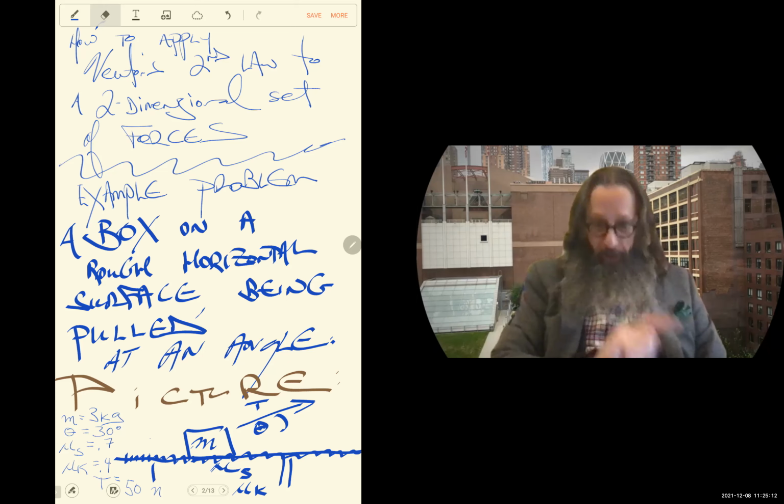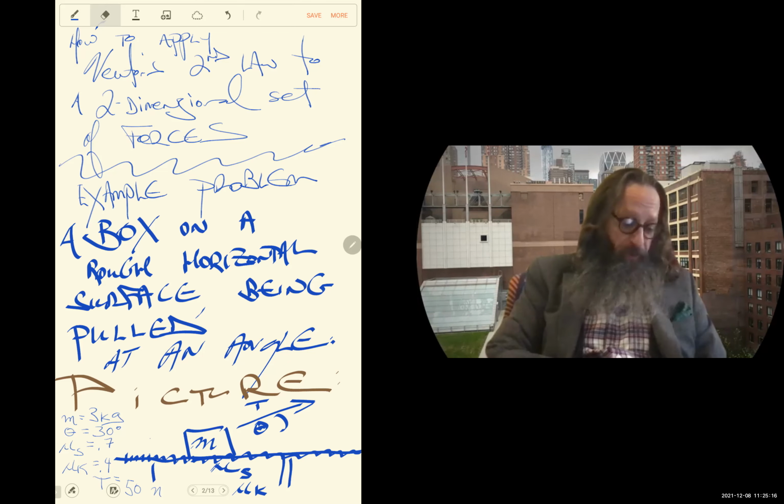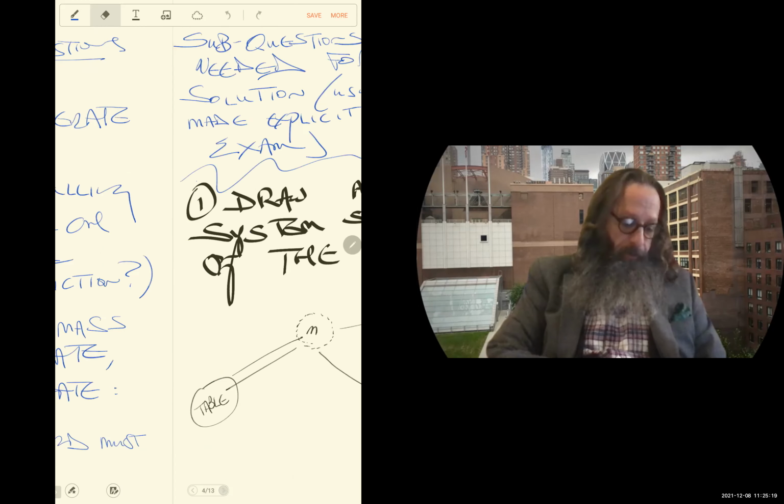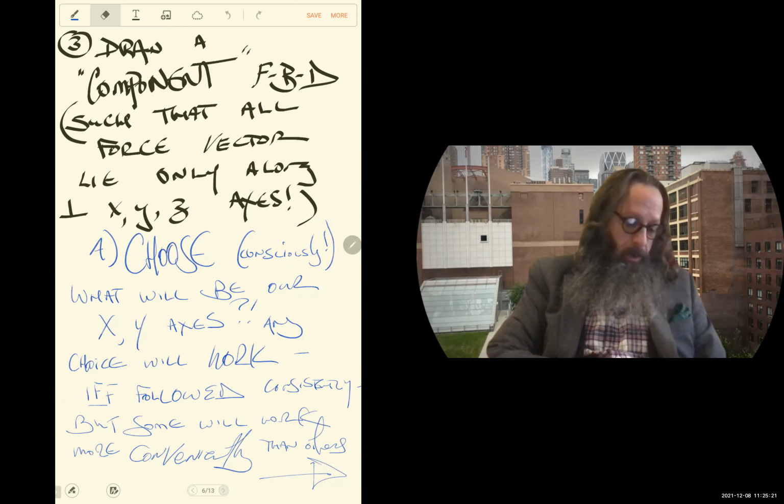So, and I apologize. So I changed the tension. I changed the tension to 50 newtons, which is what I should have done from the start. Okay, so now I'm just going back to the page.